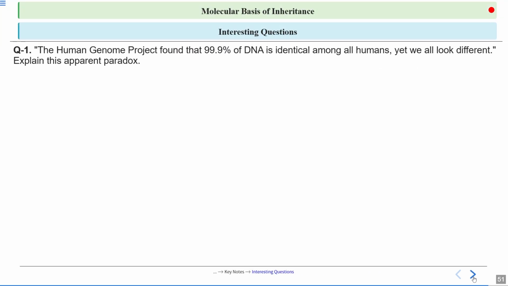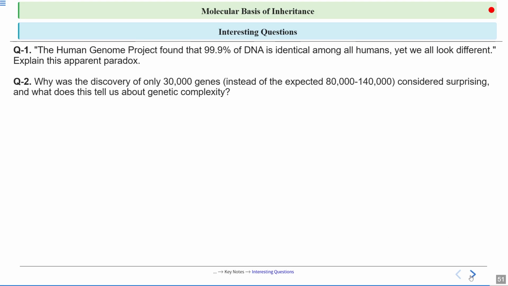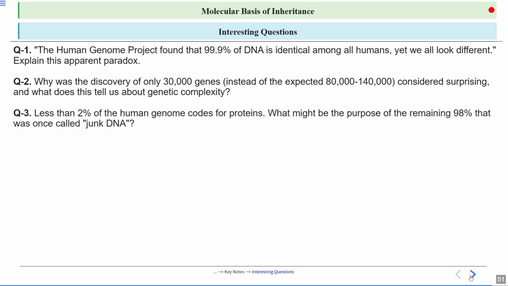Here are some interesting questions that you need to answer. The Human Genome Project found that 99% of the DNA is identical among all humans, yet we all look different. Explain this apparent paradox. Why was the discovery of only 30,000 genes instead of the expected 80,000 to 140,000 considered surprising? And what does this tell us about genetic complexity?